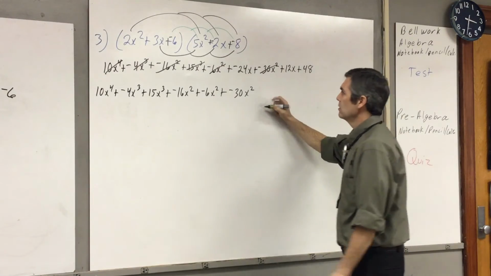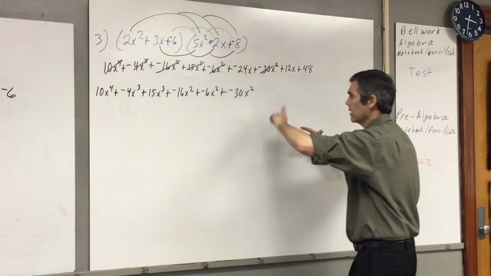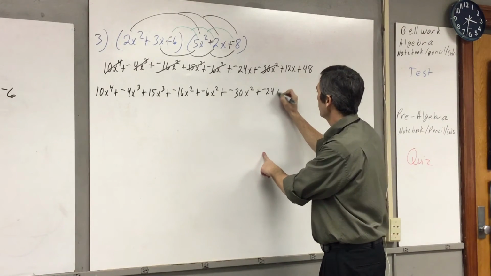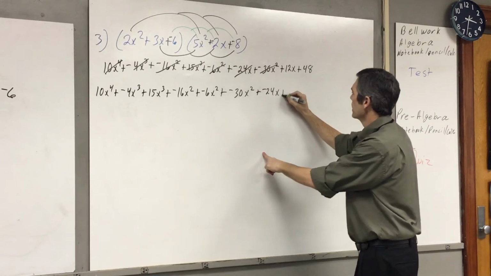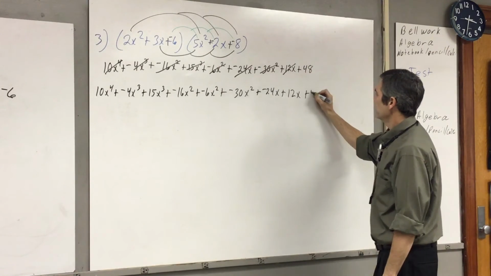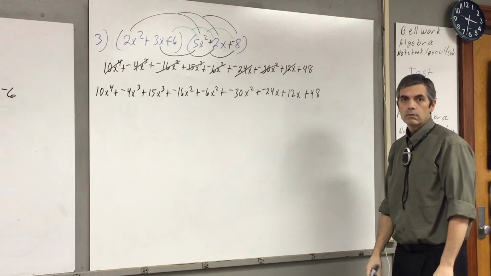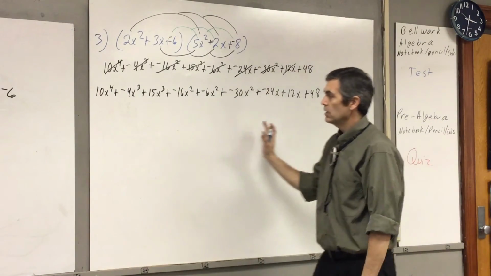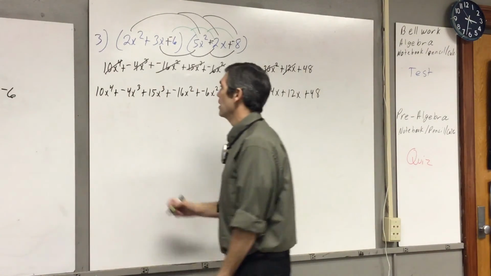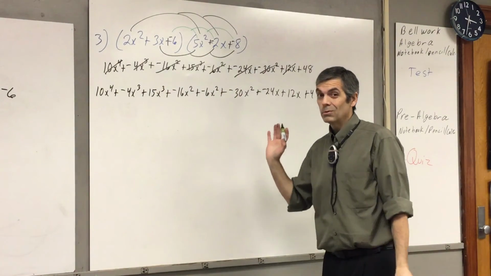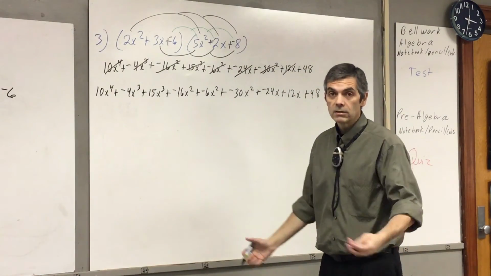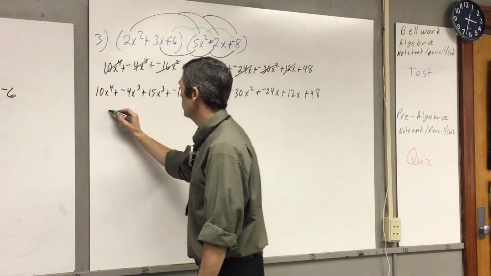Okay, so now I've used all my x to the second, now I'm looking at x to the first. Plus negative 24x, there's that one. Plus 12x, there's that one. And then we have 48 over here. Okay, now what we're going to do is combine our like terms. Okay, and again, if you're really good with it, you might be able to do it without doing this. But I'm not going to try it. I suggest you rewrite it and get it in order.